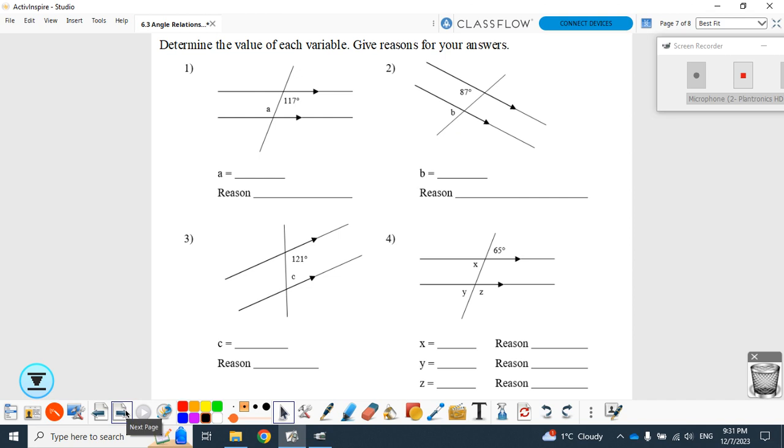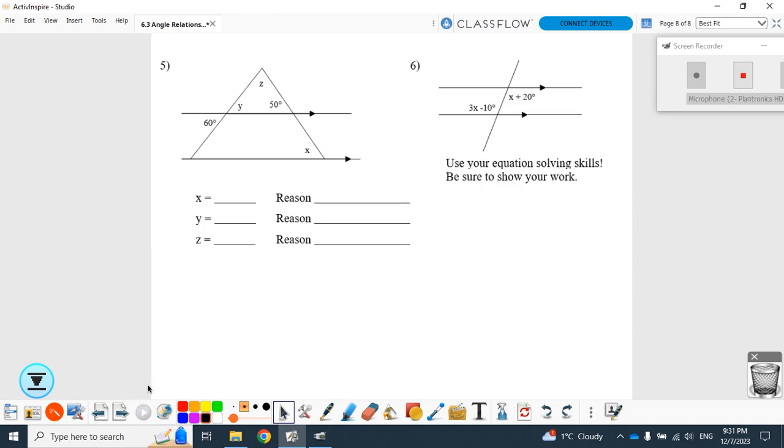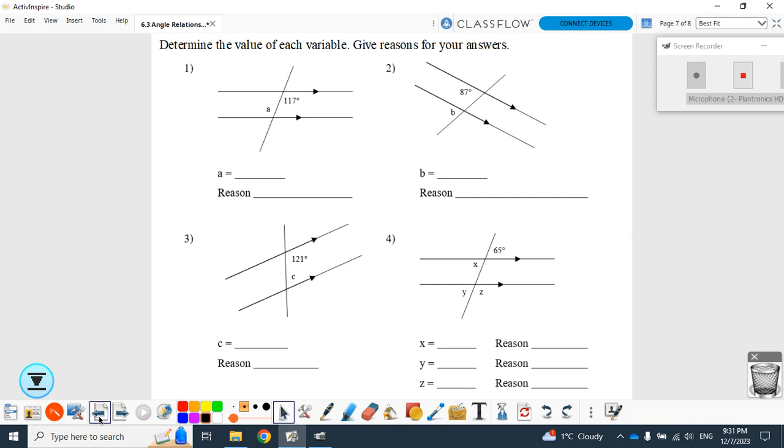There are a total of 6 questions. We got 1, 2, 3, 4, and then I tried to ramp them up on you. We got 5 and 6. Each subsequently gets a little bit tougher as you go. Okay? It's our job to determine the value of the variable, but what they also want us to do is give reasons for your answer. So maybe we can do the first one together.